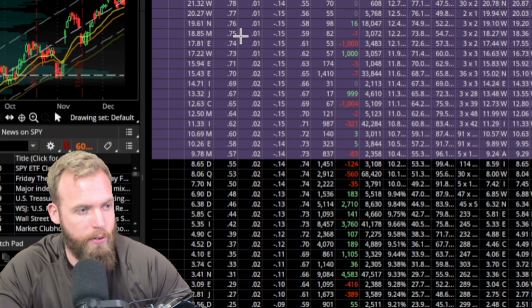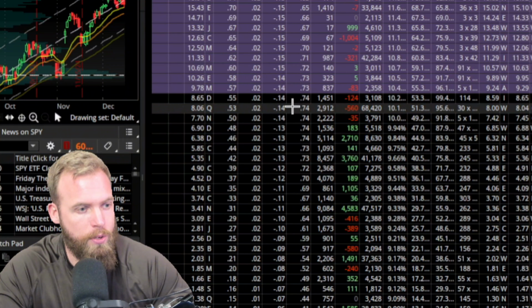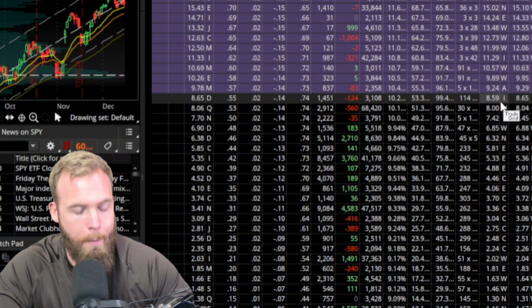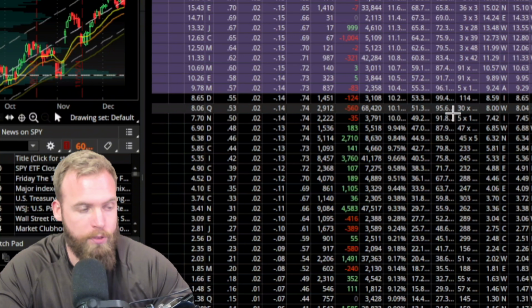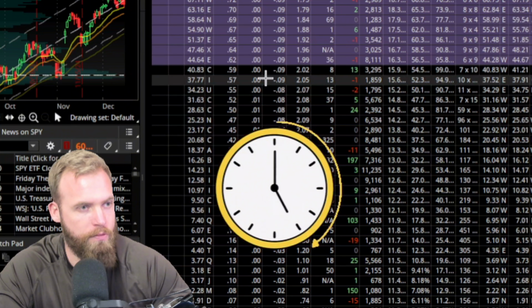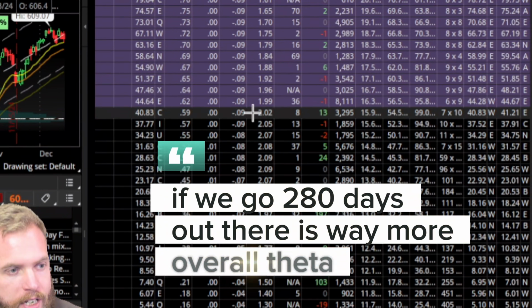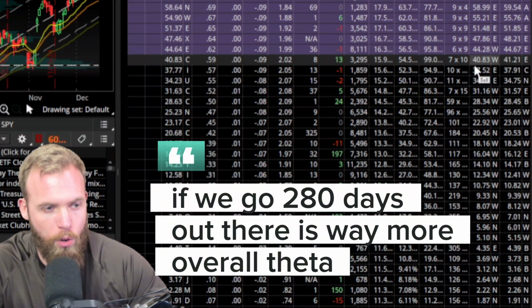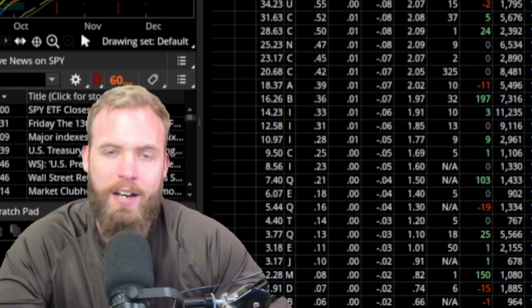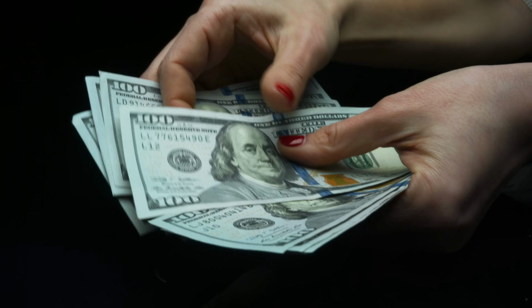And if we go further out in time to the 35 DTE, notice the theta here is only 14. So overall amount of theta will be much more, but you're losing less of it on a daily basis. And this will continue as you go further and further out in time. If we go 280 days out, there's way more overall theta, but you're losing less of it on a per day basis. It's kind of like a down payment to something.